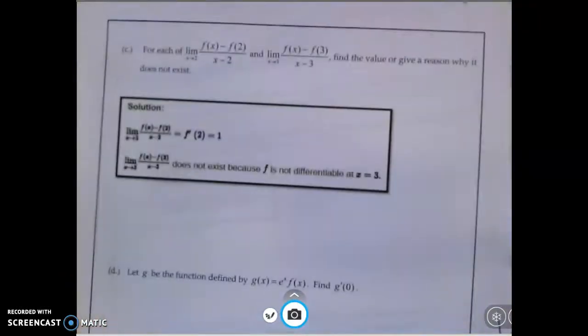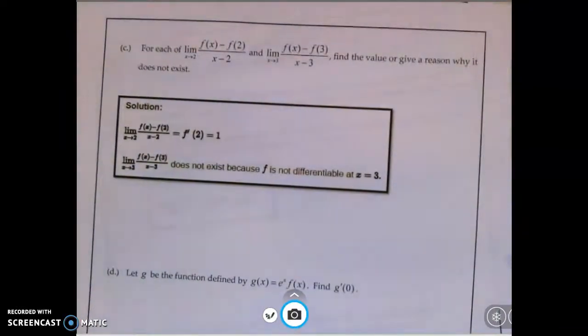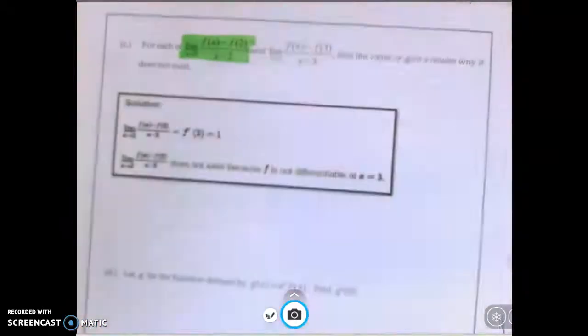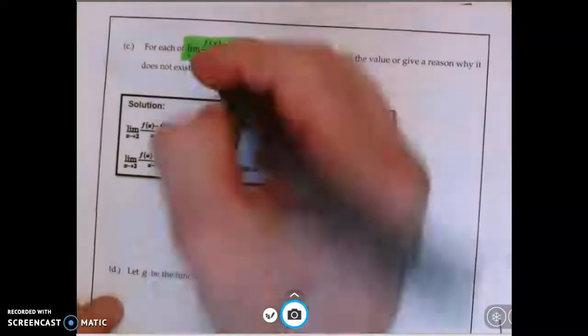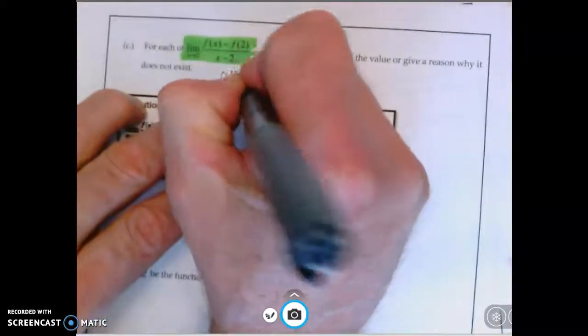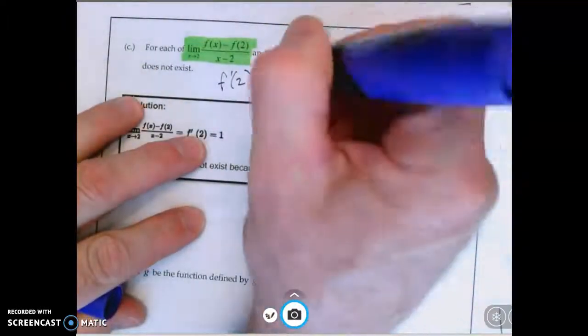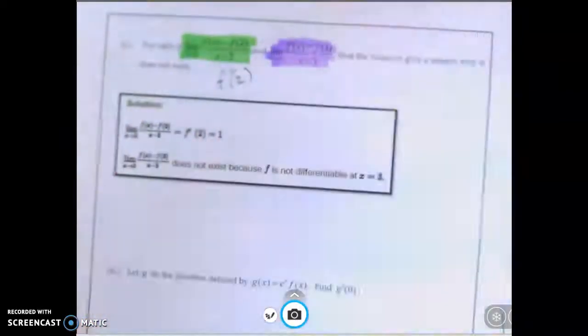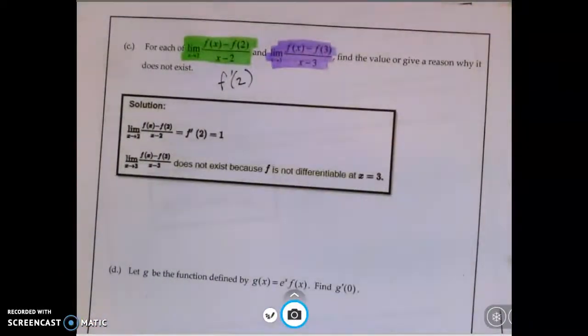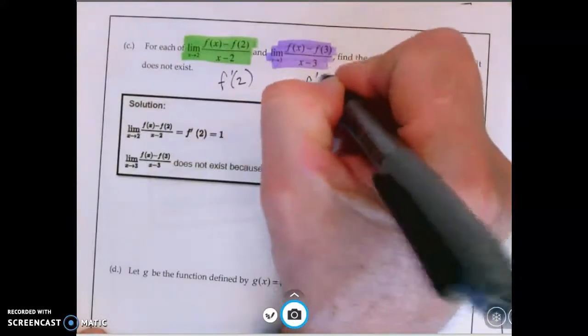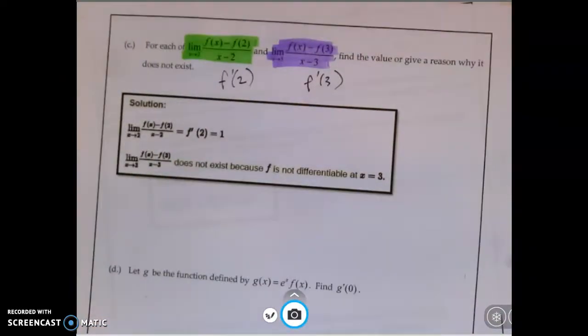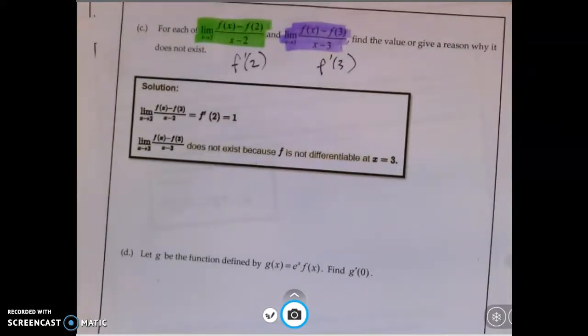All right, C. This is what we're talking about with this function. We're looking at this problem right here. That's equivalent to f prime of 2. That's what that's saying. And this is equivalent to f prime of 3. In other words, what is the slope at 3? f prime of 2 is equal to 1. We have that written right down here.